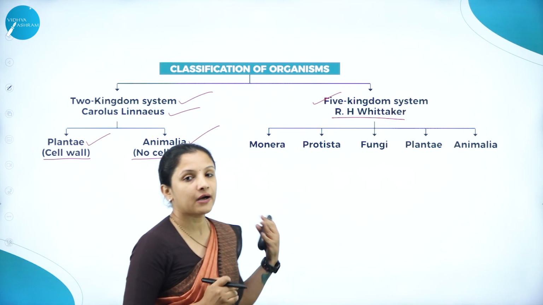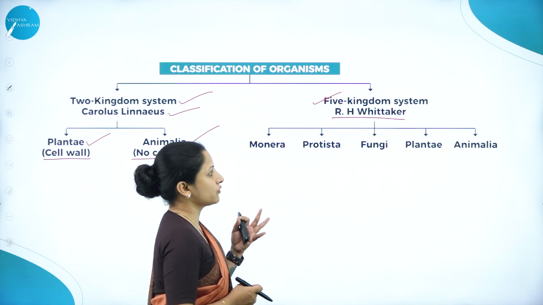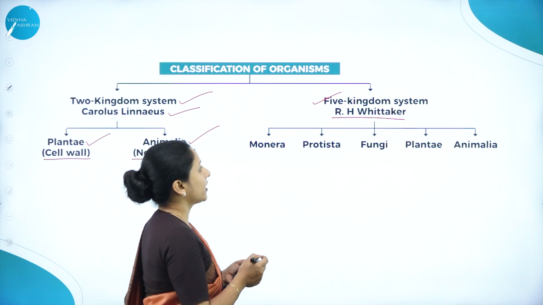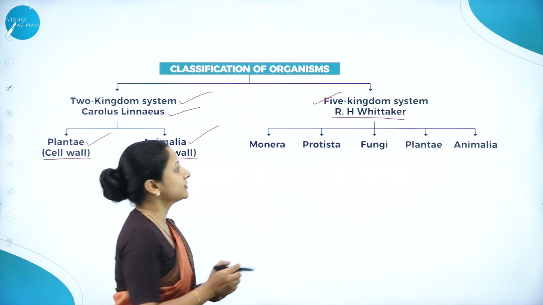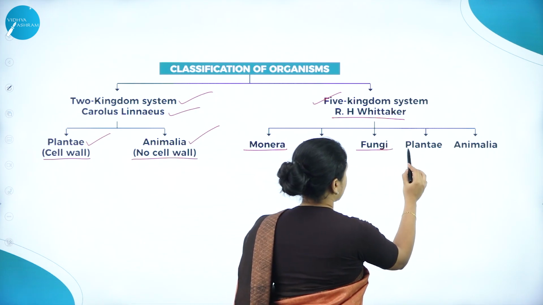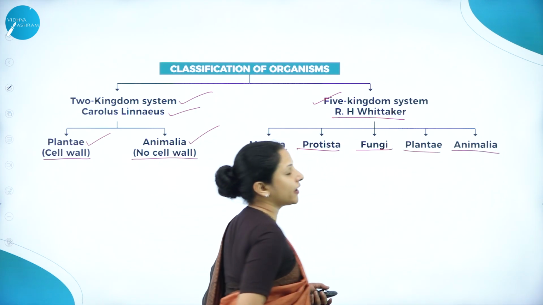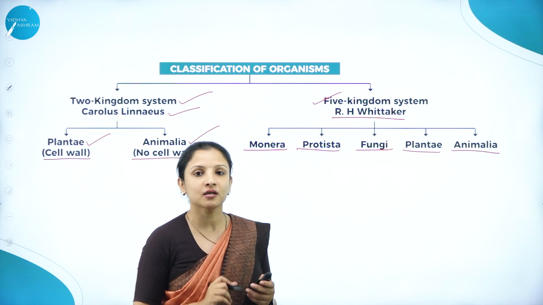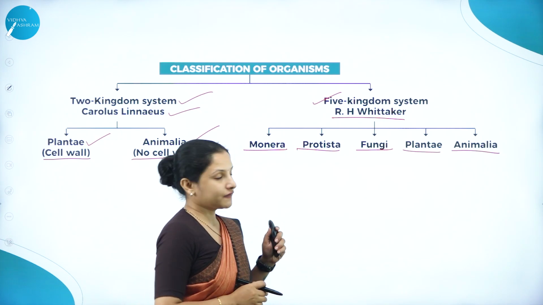So that is when the 5 kingdom system of classification was put forward by R.H. Whittaker, wherein he classified the organisms as Monera, Protista, Fungi, Plantae and Animalia, depending on the similarities in the organisms under each of these groups.